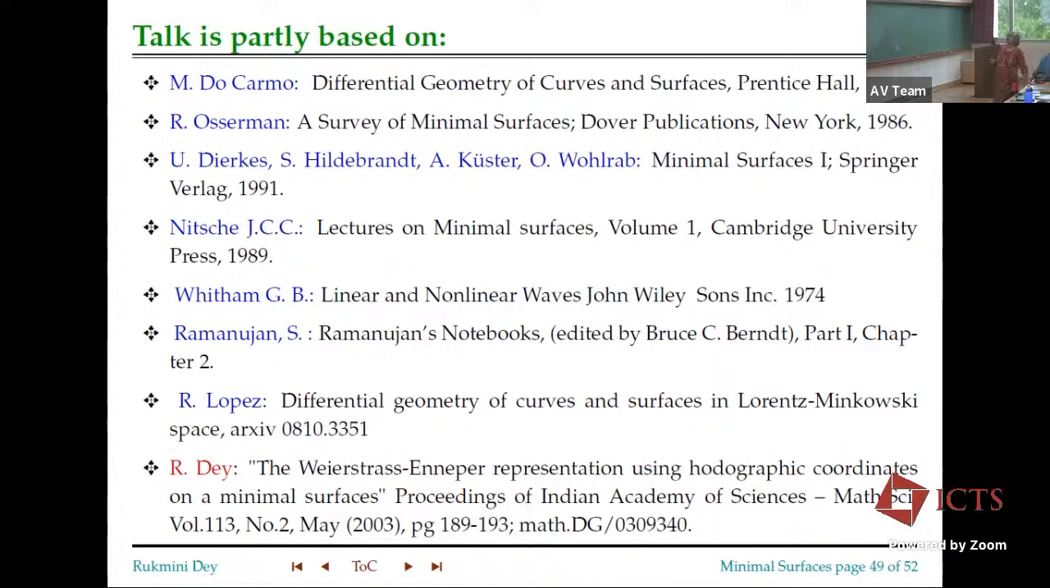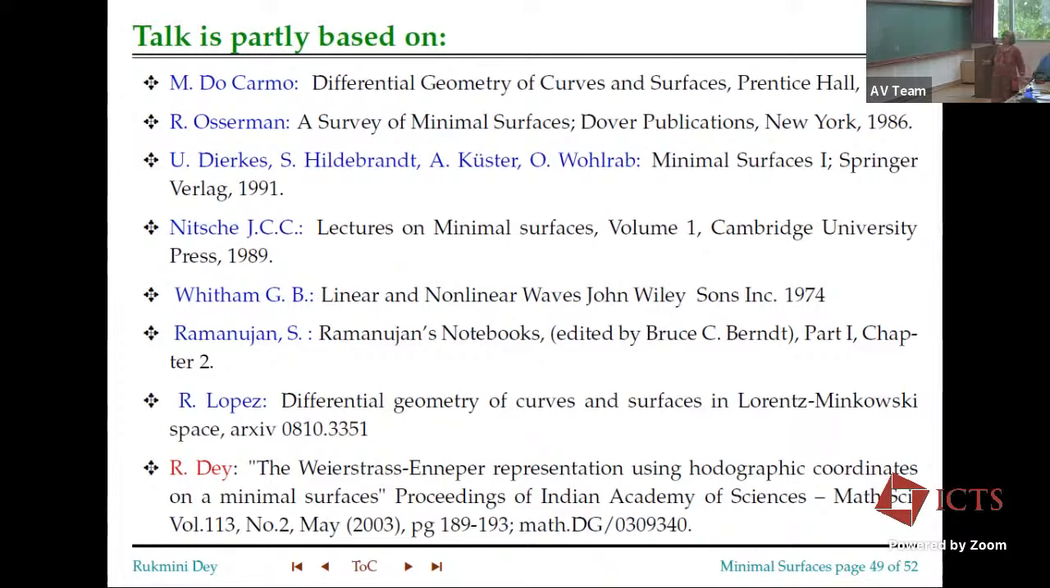So this talk is partly based on do Carmo's book on differential geometry of curves and surfaces. I didn't do that part very much because it was technical. Osserman's book, a survey of minimal surfaces, Dierkes-Hildebrandt-Küster-Wohlrab's book on minimal surfaces, Nitsche's book. These books have a lot of pictures and theory. If you ever want to get into minimal surfaces, these are the things to look at.